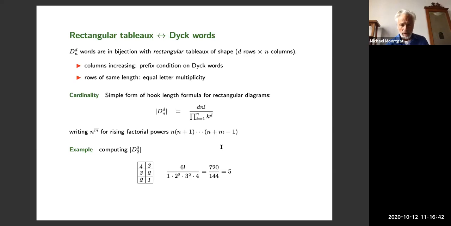Now we go to the numbers. Remember our display on the second slide. Well, for Young tableaux, you have a famous formula, the hook length formula. But if we have rectangular diagrams, that is actually much simplified to the formula I'm giving here. So, for example, if you want to compute the number of elements in the three-letter Dyck language with letter multiplicity 2, you take the factorial of 6. And then you divide by 1 times 2, 2 times 3, 3 times 4, so you get 5. Okay, so that's the numerology of the whole thing.